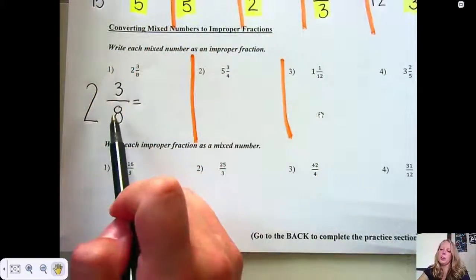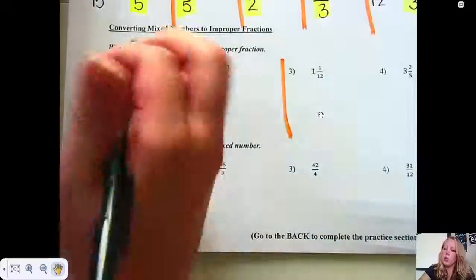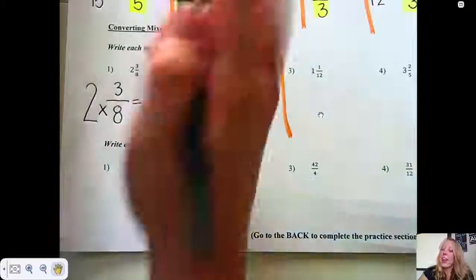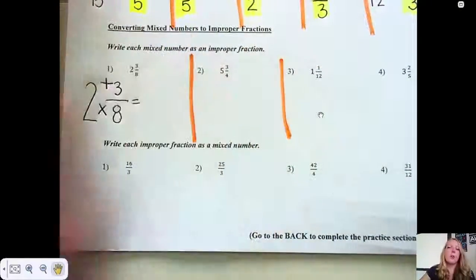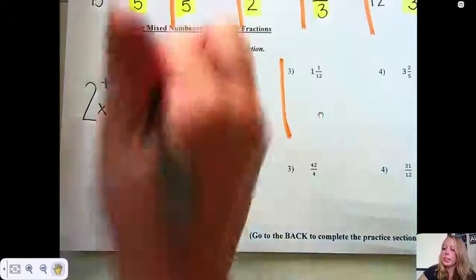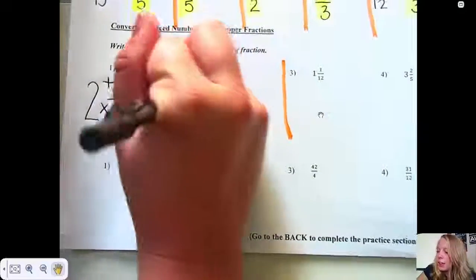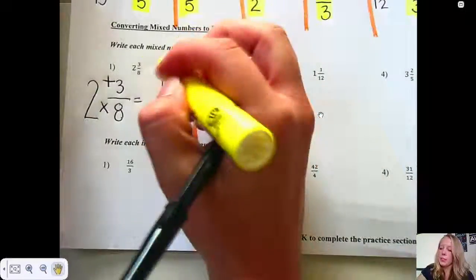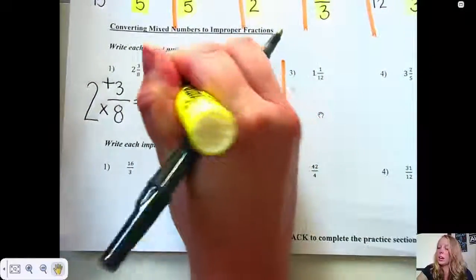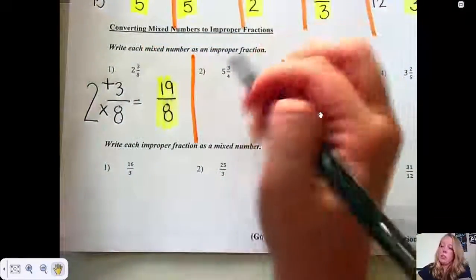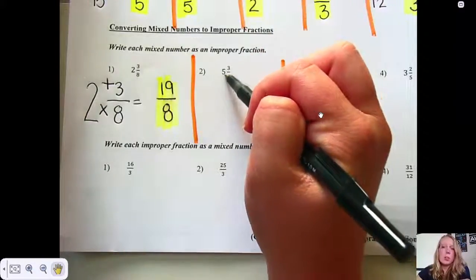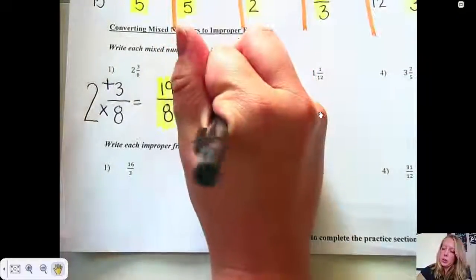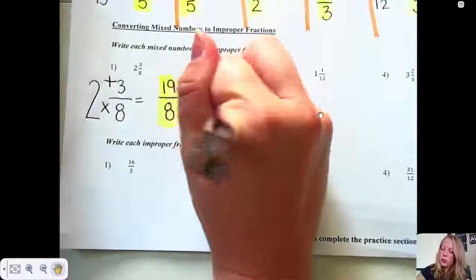And here's what you do. You take the denominator times the whole number. 8 times 2 is 16. And then add the numerator. 16 plus 3 is 19. And then keep the denominator of 8. So that's just 19 over 8. There's not really any work you got to show me when you do this. Here's the problem. What's 4 times 5? 20. 20 plus 3 would be 23 over 4.